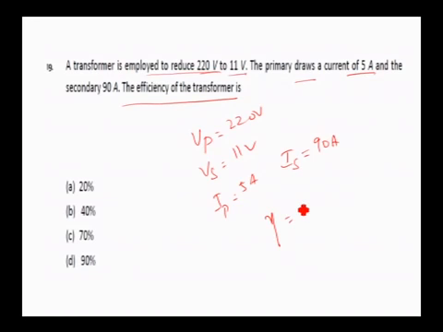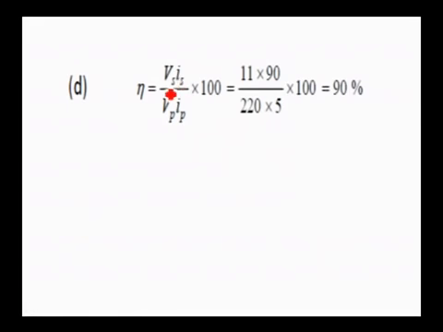See, efficiency is normally given by the ratio of the output power to the input power multiplied by 100. Output power is VS IS, divided by input power VP IP. Substituting this, we get VS IS by VP IP, 11 into 90 over 220 into 5. If you simplify this, this is 20 times, this is 20 times, 20 get cancelled, finally 90 will be left. This is 90%. This is the efficiency of the transformer, which is option D.